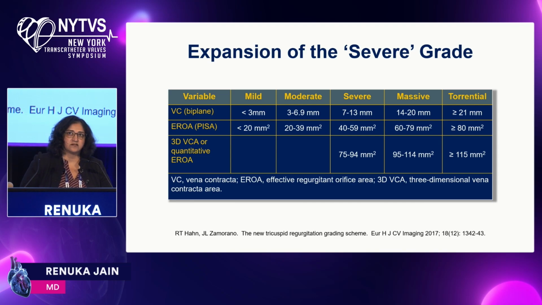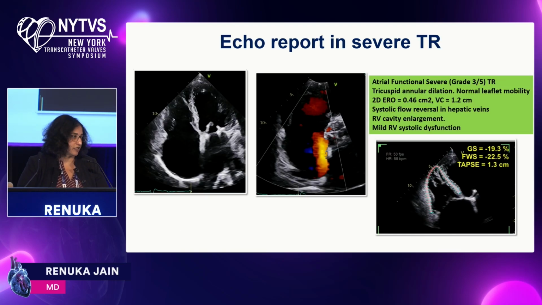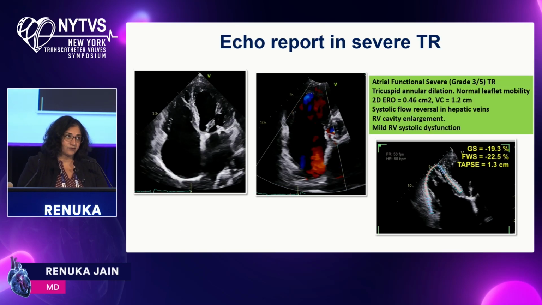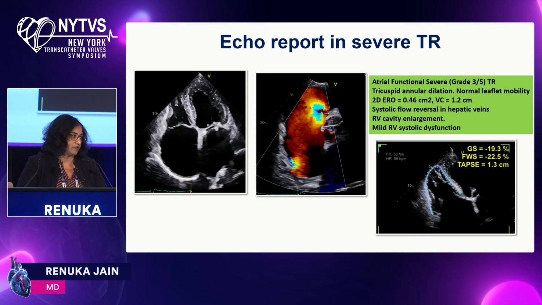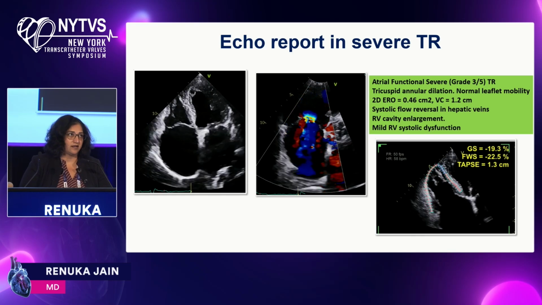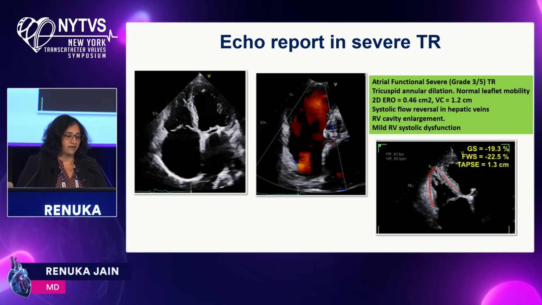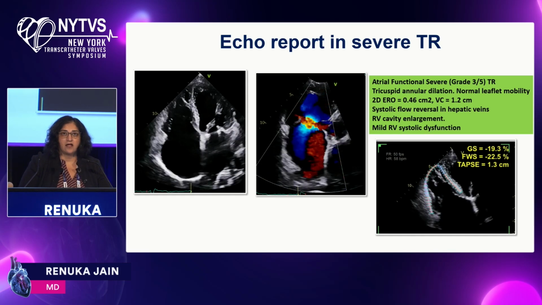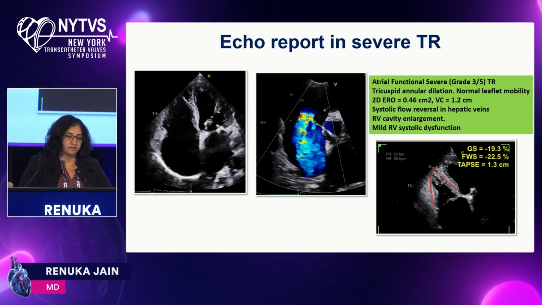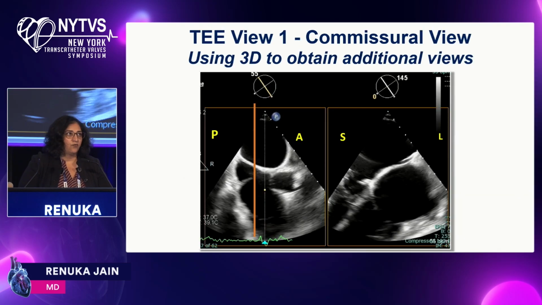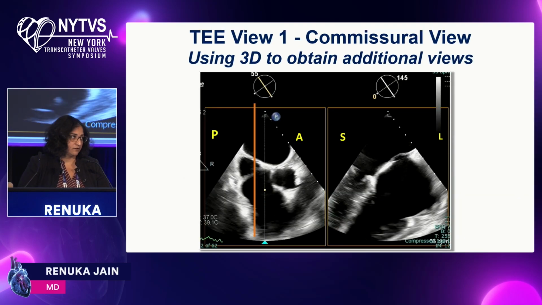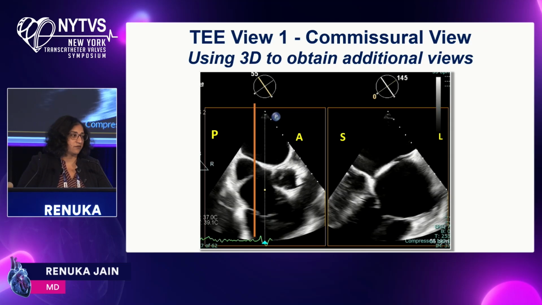This expansion of the severe grade to severe, massive, and torrential, the 5 grades of TEER, is what we use in our lab to explain tricuspid regurgitation. So a sample echo report in all of your labs would include an assessment of etiology, in this case a 90-year-old man with atrial functional TEER, and quantitative measures to grade on the 5-point scale, looking at systolic flow reversal in the hepatic veins, and then looking at, other than just visual, assessments of RV cavity enlargement and RV systolic dysfunction.